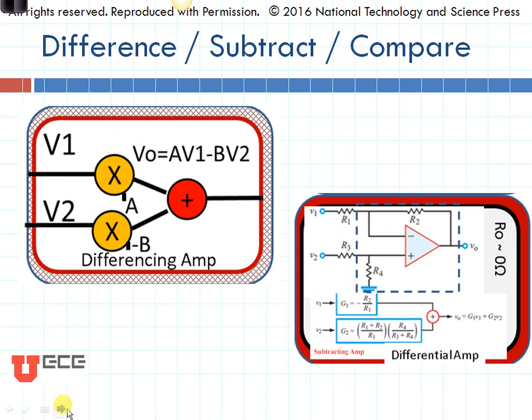Here's another system and circuit design card. This is a differencing amplifier where I will multiply both of my voltages by a constant, but then I will subtract them. Here's how I designed that system.